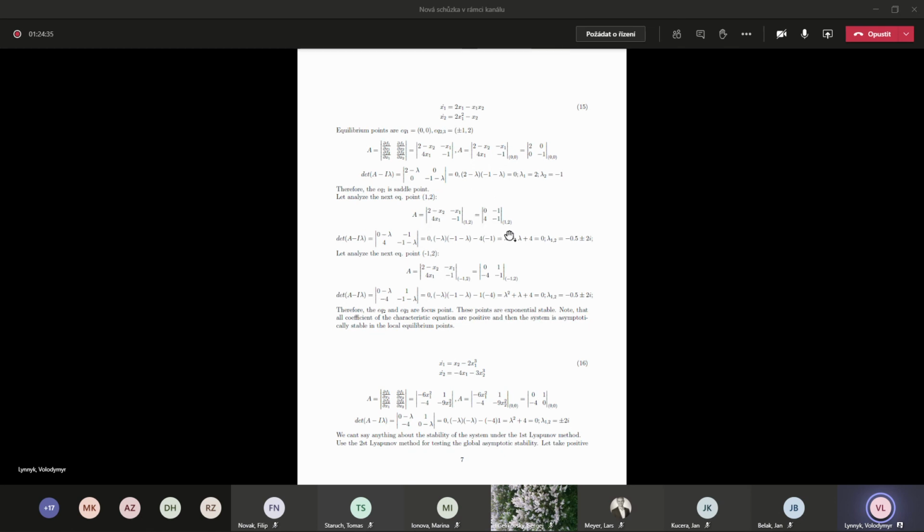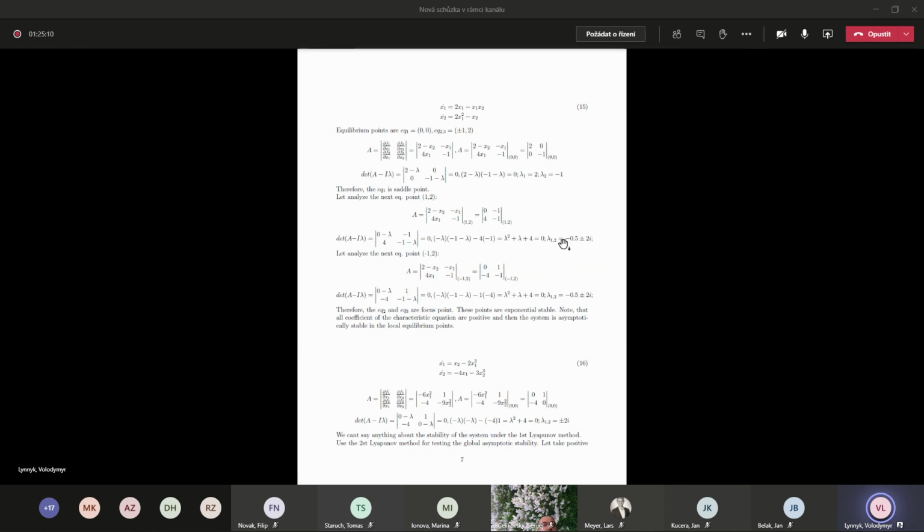The next point is (1, 2). When we calculate, we find that lambda 1,2 equals minus 0.5 plus minus 2j. Can we say something about this point? What kind of stability or what kind of point? Yes, it's a stable focus.